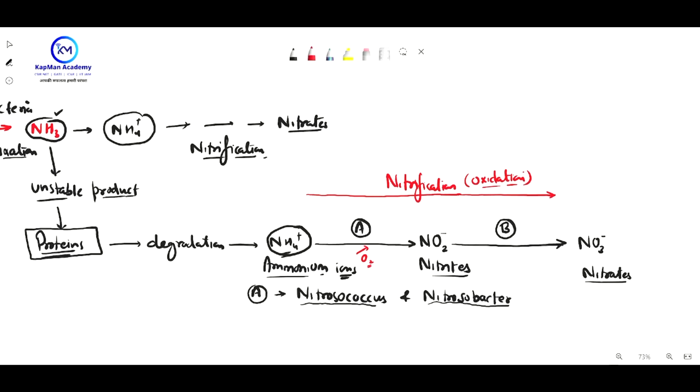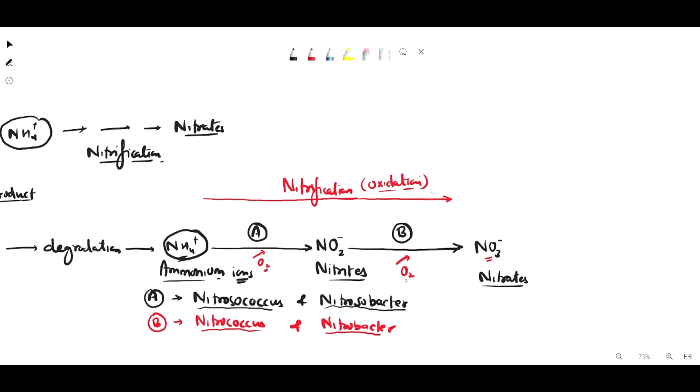Now the first step will be done by the set of bacteria named Nitrosococcus and Nitrosobacter, and in the second step another set of bacteria named Nitrococcus and Nitrobacter will be involved. These bacteria use the nitrites as a substrate and will convert them into nitrates while oxidizing the substrate. It means this is also an oxidation process, which requires oxygen, and this will be converted into NO3 ions.